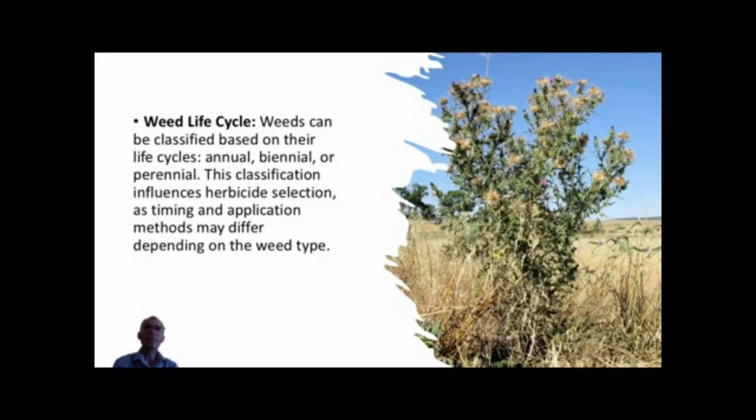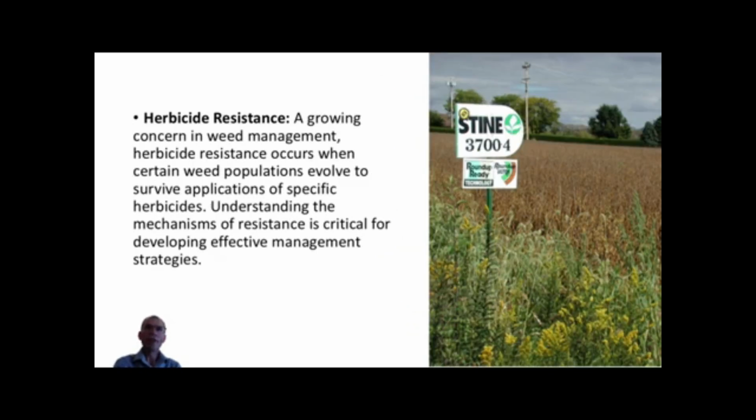Weeds can be classified based on their life cycles: annual, biennial, or perennial. This classification influences herbicide selection, as timing and application methods may differ depending on the weed type. When it comes to herbicides, you always have to be aware of herbicide resistance. A growing concern in weed management, herbicide resistance occurs when certain weed populations evolve to survive applications of specific herbicides. Understanding the mechanisms of resistance is critical for developing effective management strategies.